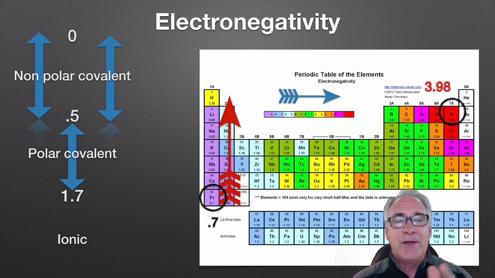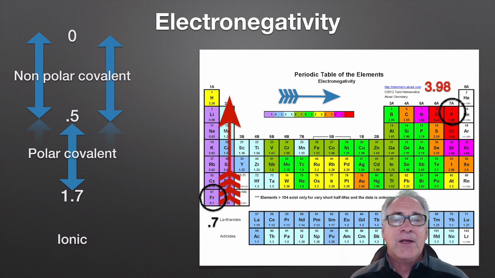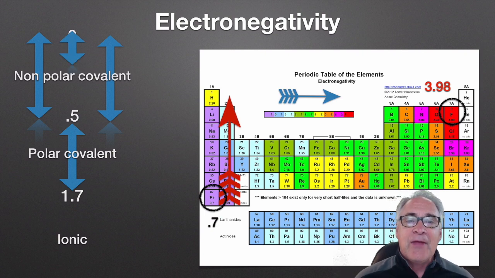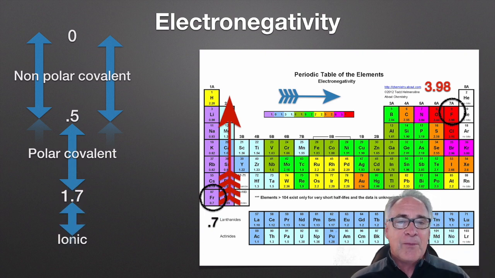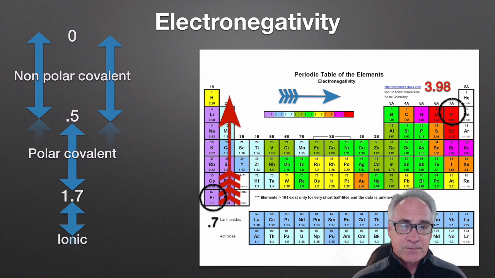The next range is 0.5 to 1.7 electronegativity. Basically, that means it's a polar covalent bond, which means one side of that compound is going to have more negativity than the other side, so it's not shared equally. And then lastly, if the difference is 1.7 and higher, then you have a strongly ionic type of bond. So let's go ahead and get started.